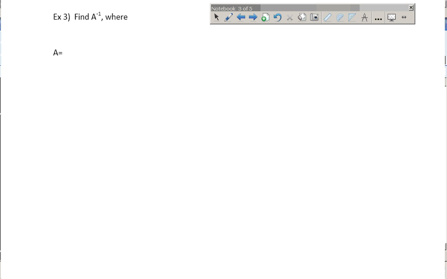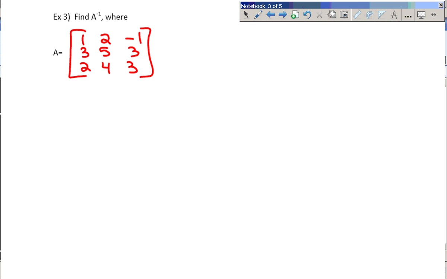So matrix A is the matrix 1, 2, -1, 3, 5, 3, 2, 4, 3. And what I want to do is take this matrix and find its inverse. So the way we have to start this is actually by setting up an augmented matrix. The left-hand side is exactly what it is originally, and the right-hand side is your identity.